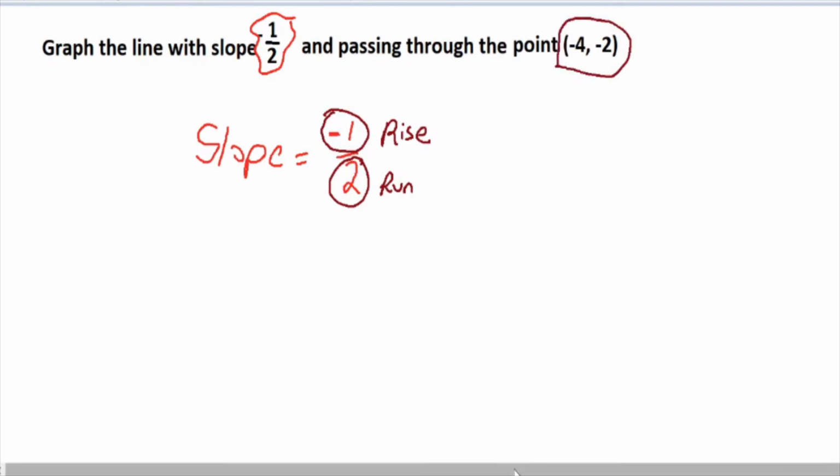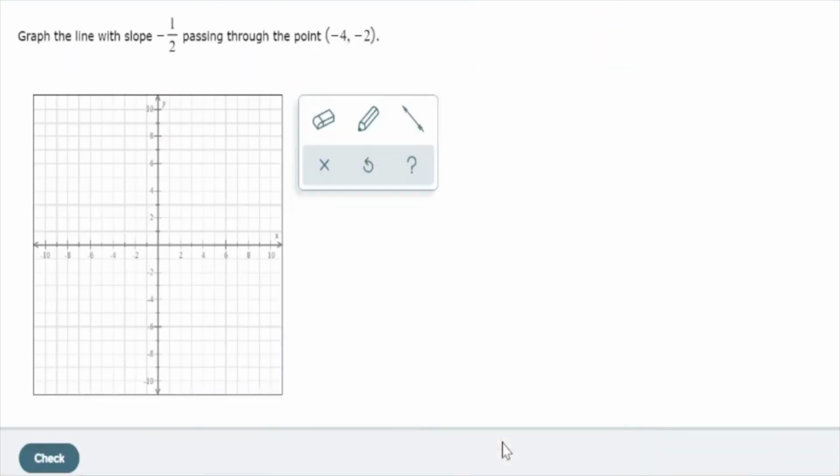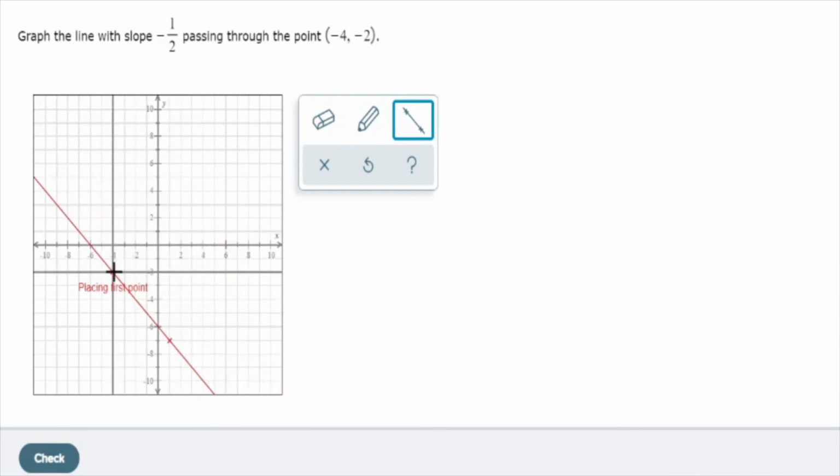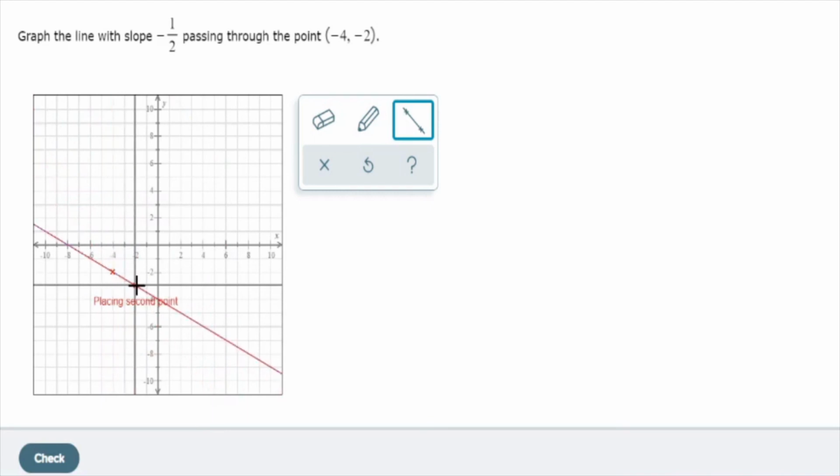So let's go back to our graphing paper. Starting from negative 4, negative 2, that is right here, negative 4, negative 2. I go down 1 and then I go over 2, 1, 2. Boom. And that's it.